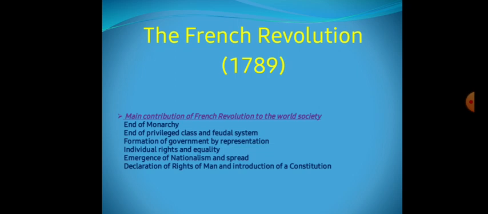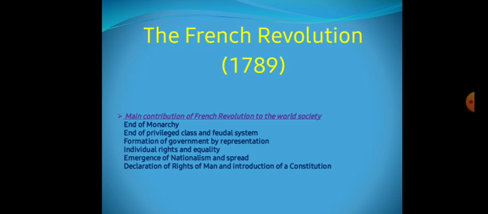Next, formation of government by representation. As I said, it was elected representatives who came into power in place of monarchy, which was an autocracy until that time. So it was the first of its kind in the world. And then individual rights and equality were given further importance during this revolution, or as a result of the revolution, individual rights and equality among people came forth.